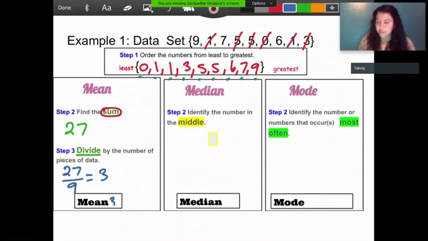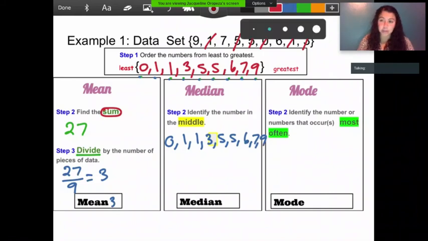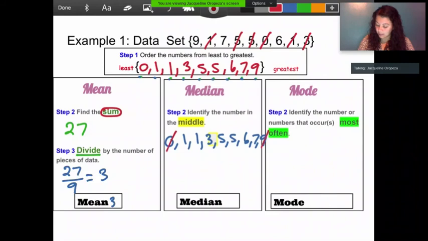Our next one we have to find is the median. The median is the number that's right in the middle. So if I look at my data set, I have 0, 1, 1, 3, 5, 5, 6, 7, 9. I'm going to start marking them off from the beginning to the end. If I take away the beginning and the end, beginning and the end, beginning and the end, beginning and the end, I am left with one middle number, which is 5. So my median is 5. Your median is always the middle number.